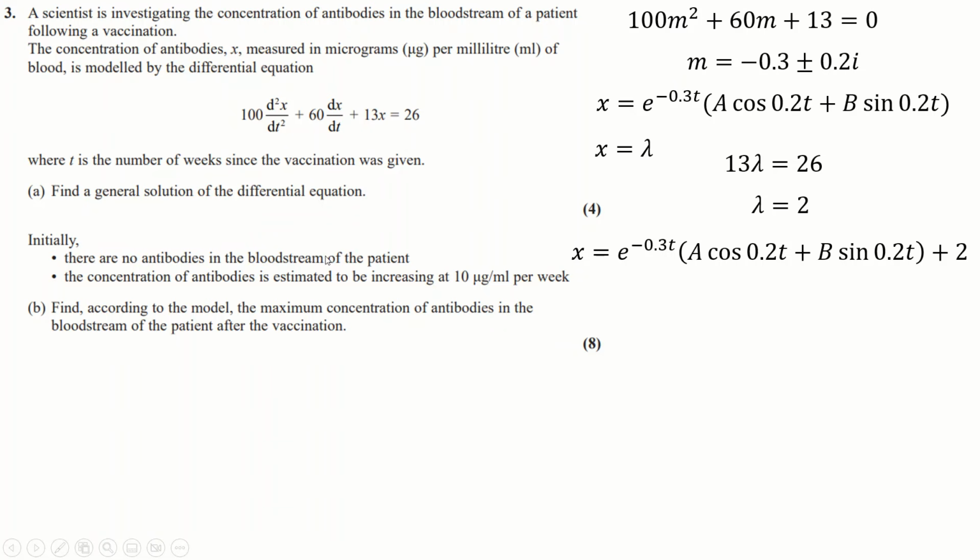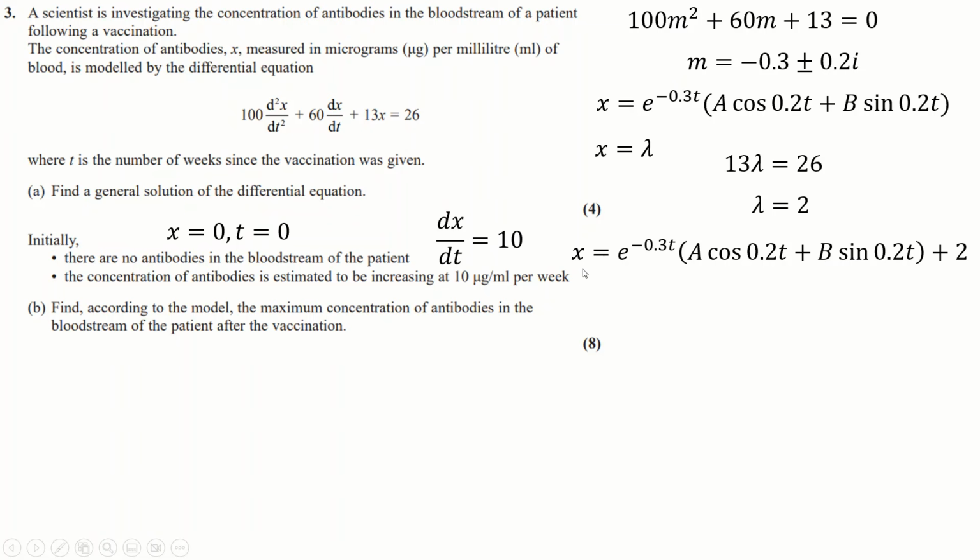Now, initially, there are no antibodies in the bloodstream. So when t is 0, x is 0. And also, the concentration is increasing at 10. So dx by dt is 10. And we're supposed to use these initial conditions to find some other stuff. Now, of course, that's usually initial conditions to solve for a and b first.